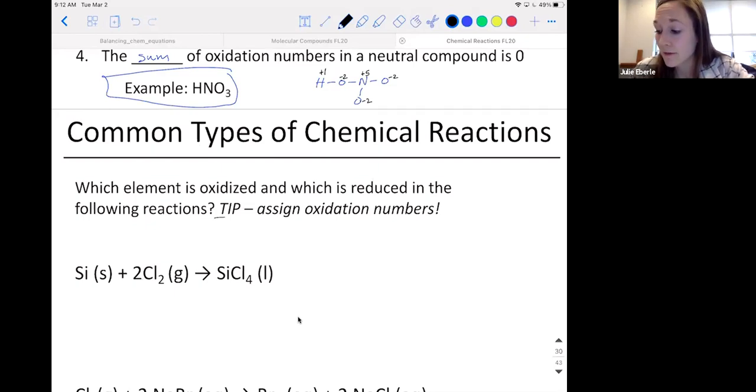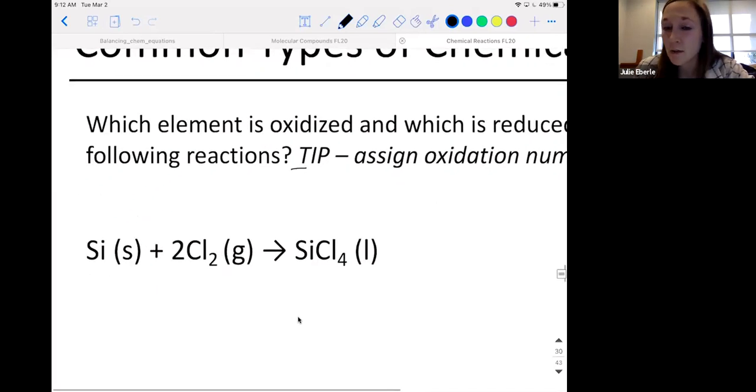Here, what kind of reaction do we have? We have Si, silicon, and chlorine coming together to form silicon tetrachloride. That's right, it's a combination reaction, okay? So if we were to assign oxidation numbers here, how would we do that? An element, we have 2 elements by themselves on the reactant side. Silicon by itself, chlorine by itself. So what kind of oxidation numbers do you want to give those things?